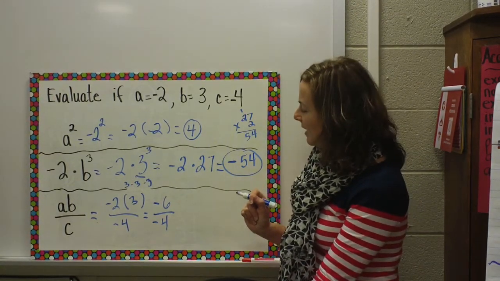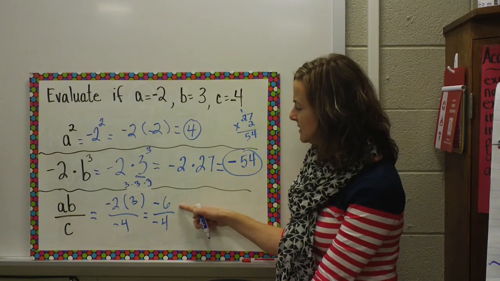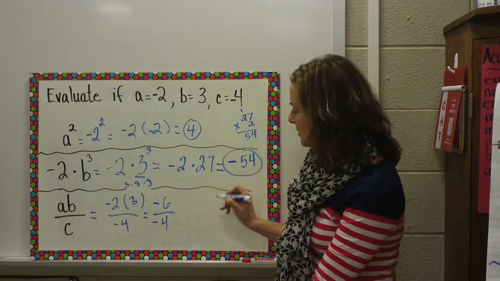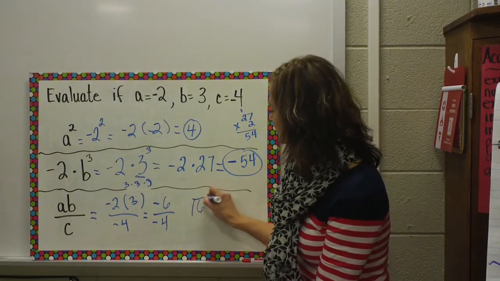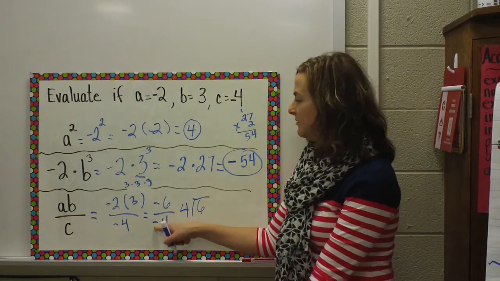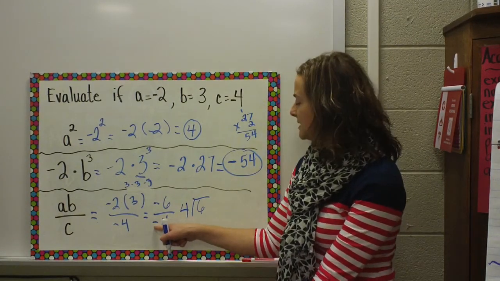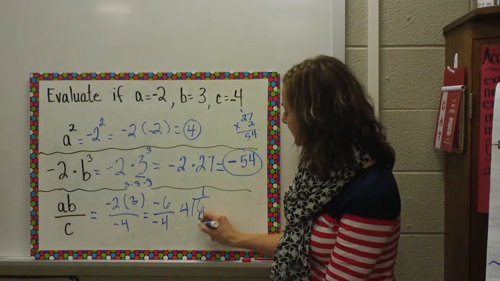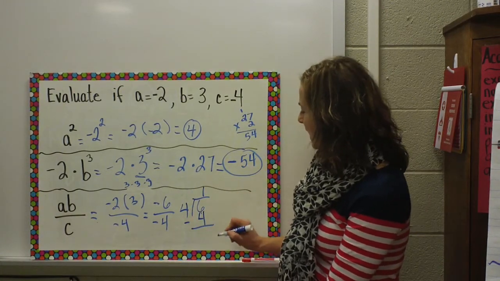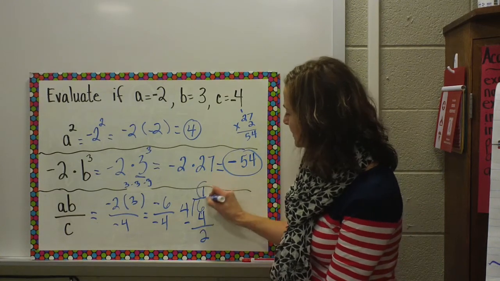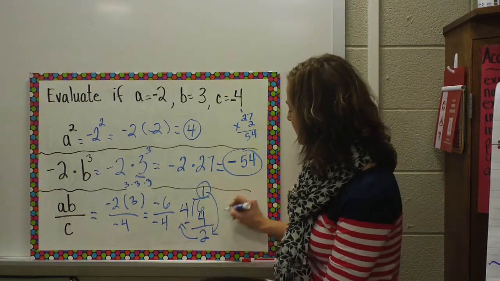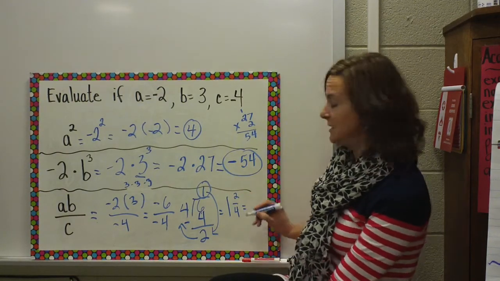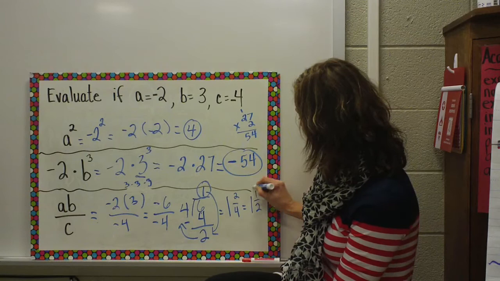In this case, I have a -6 divided by a -4. So I'm going to divide. Since I am dividing and I have same signs, my answer is going to be positive. You get 1, 4 goes into 6 once, and I'm left with 2. So that's going to be 1 2/4. And 2/4 can be simplified to 1/2. So 1 1/2.